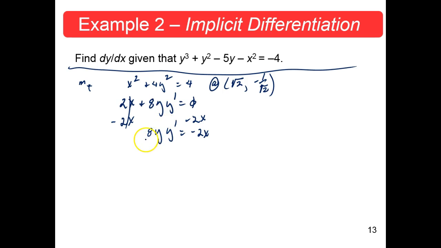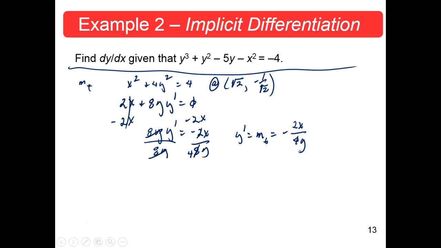Okay, and then what? Divide by 8y. That will wipe out here. What goes out on the right-hand side? That turns into 1 over 4. Got it. So there we have y prime, which, by the way, represents the slope of the tangent line at any point, and it's going to be minus 2x over 4y.